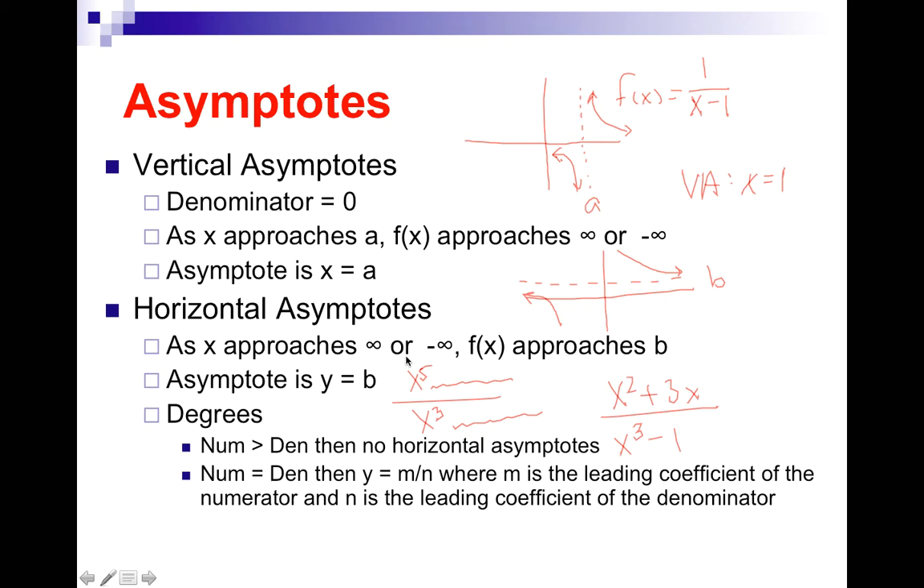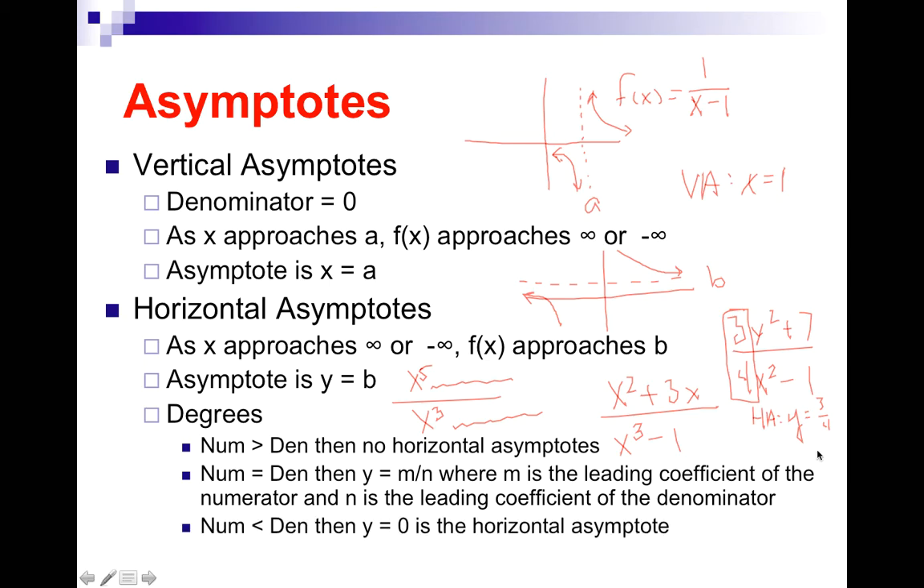If they are equal, so in this case, if you had a 3x squared plus 7 over a 4x squared minus 1, the horizontal asymptote is the leading coefficients of your polynomials, your numerator and denominator. In this case, my horizontal asymptote would be 3 over 4. And last but not least, the other version is if the numerator is less than the denominator, like the first one that I drew, then the horizontal asymptote is automatically 0.